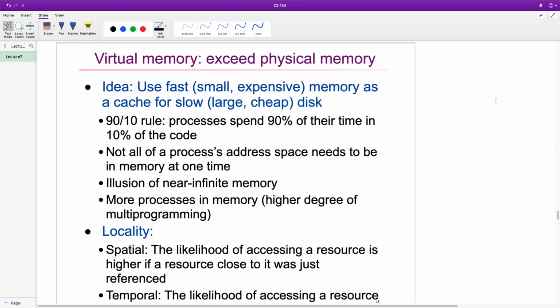So theoretically, even though I have a small amount of physical memory, right? So here's my physical memory. And here's all my code. And I will eventually go through all of it. I never need it all in memory at once. And so that's the idea of virtual memory. Not all of your process's address space needs to be in memory at once.